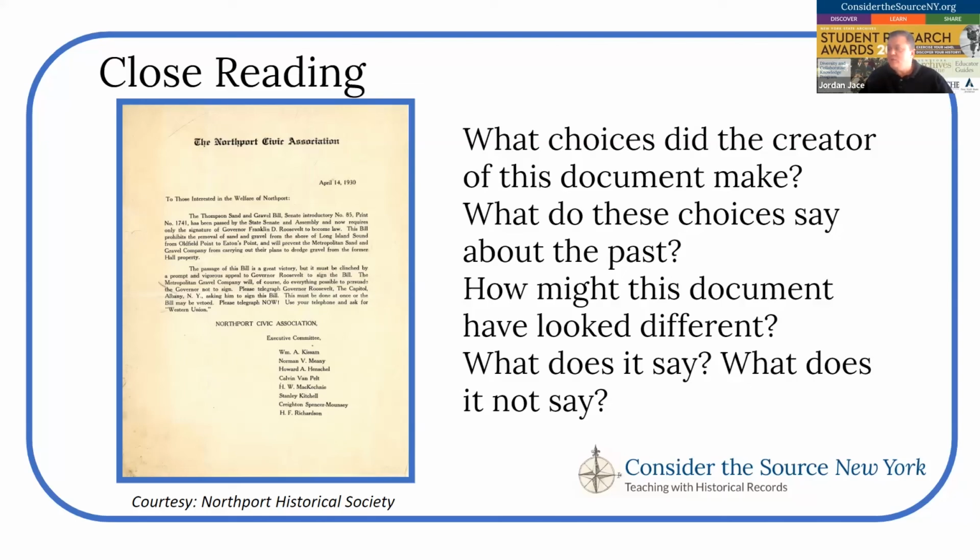And then, what does the document say? What does it not say? This one clearly doesn't talk about why having sand mining would be a good thing to keep in the community. It's very much focused on the negative parts of sand mining and why we want to get rid of it. So looking at what it does say, but also what it doesn't say, is another important piece of close reading when you're trying to teach students how to pull apart a document and get at the heart of what it's trying to do and who it's trying to appeal to.